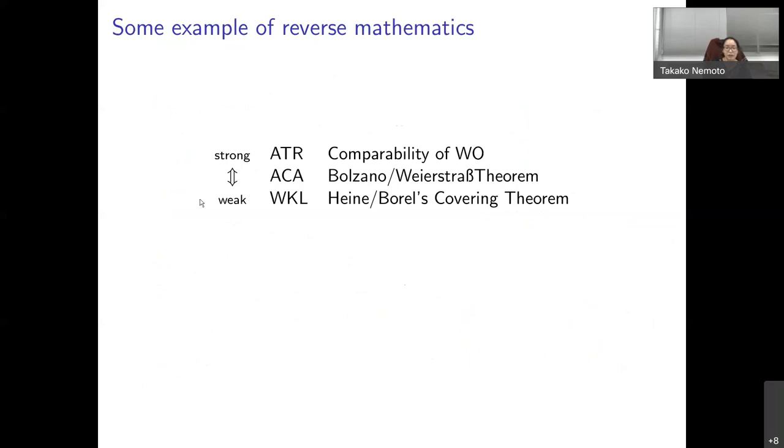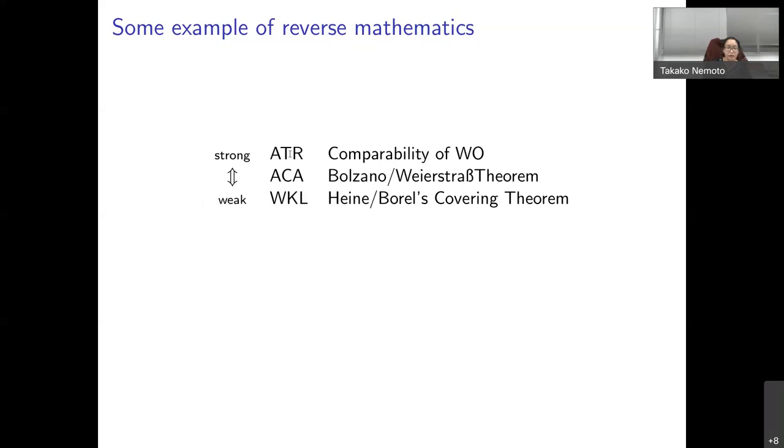Weak Konig's lemma is equivalent to the Heine-Borel covering theorem in basic topology, and ACA, arithmetical comprehension or sigma 1 comprehension, is equivalent to the Bolzano-Weierstrass theorem, and arithmetical transfinite recursion is equivalent to comparability of well orderings.